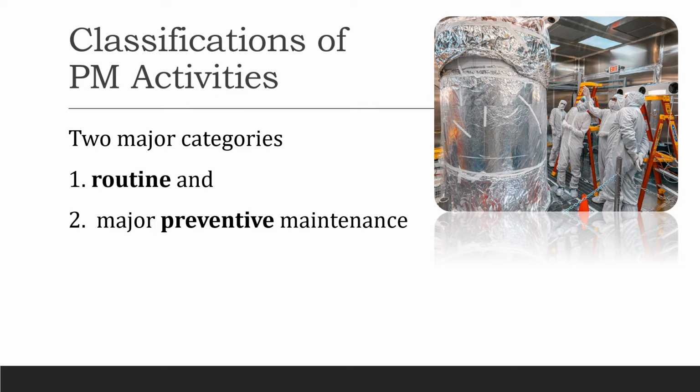So we have classifications for the preventive maintenance activities. Normally we have two categories: routine PM and major PM. Major PM is applied to a system that you need to pay more attention to, like this.